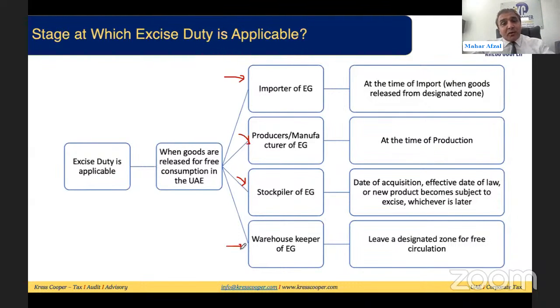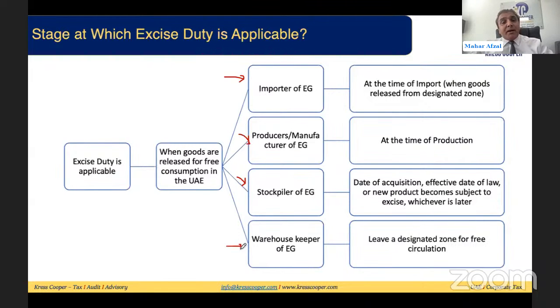This is the second: stockpilers. Stockpilers are basically the people who are holding stock in excess of normal usage, and they have not paid excise duty on that stock. Stockpilers of excisable goods are liable to excise duty as well. They are liable to pay excise duty on the date of acquisition of the goods, or the effective date of the law, or when new products become subject to excise, whichever comes earlier. So the condition is that the stockpiler must be holding excessive excisable goods on which they have not already paid tax, then they will be subject to excise duty on those goods.